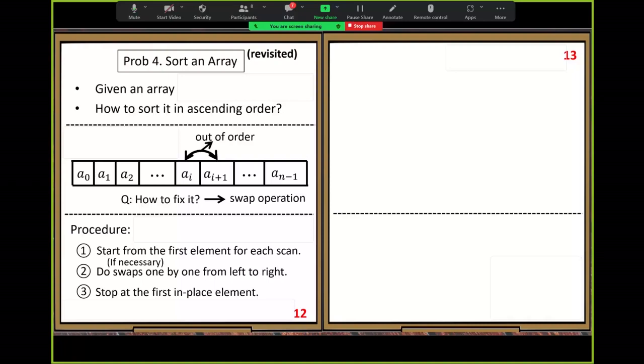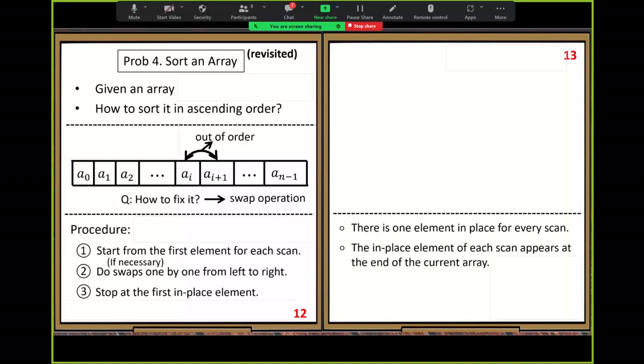So there is one element in place for every scan. The in-place element for each scan appears at the end of the current array, right before the previous in-place element. So the current array is a subarray that excludes all the in-place elements.